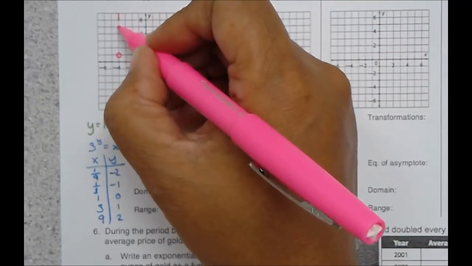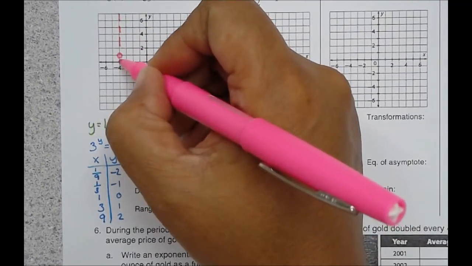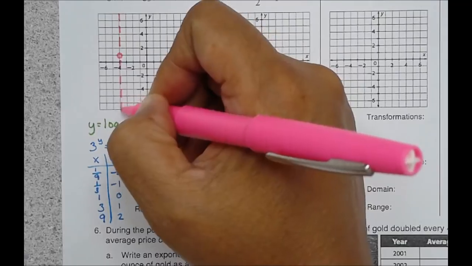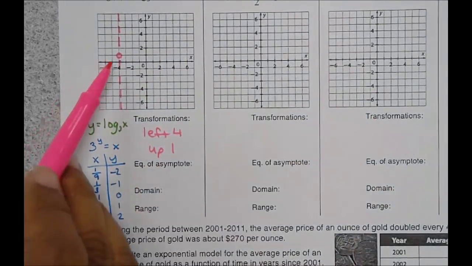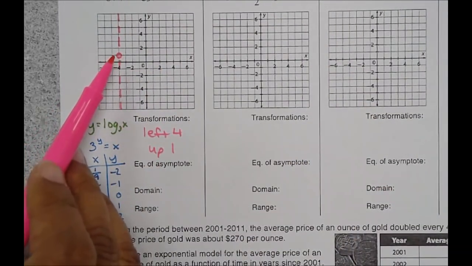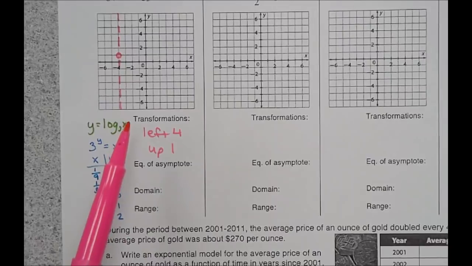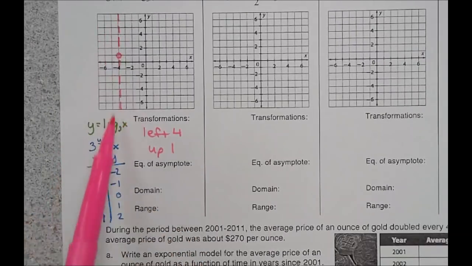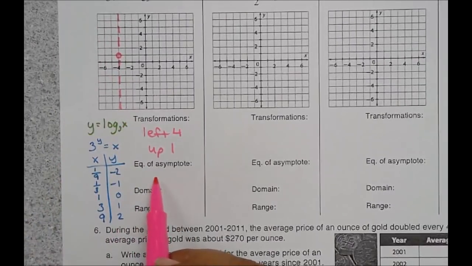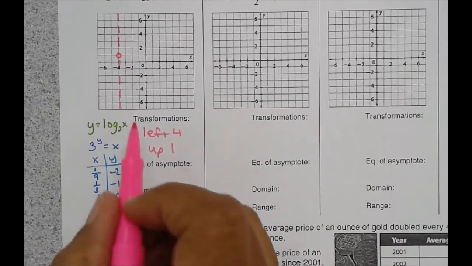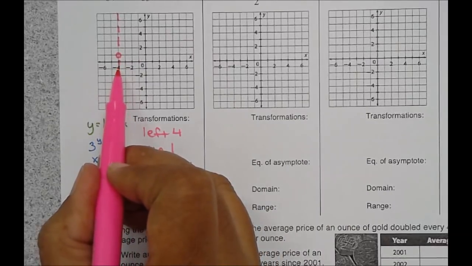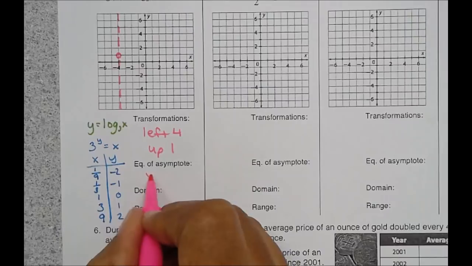So we're going to draw a dashed line up and down. Remember, that point is not part of the graph. That's just a reference point for us to plot the rest of our points. Okay. Now, keeping in mind, since this goes up and down, the equation of a vertical line is x equals, and x happens to equal negative 4 in this line.